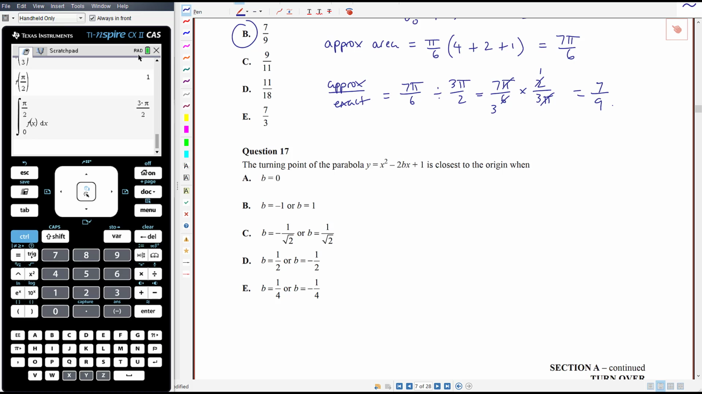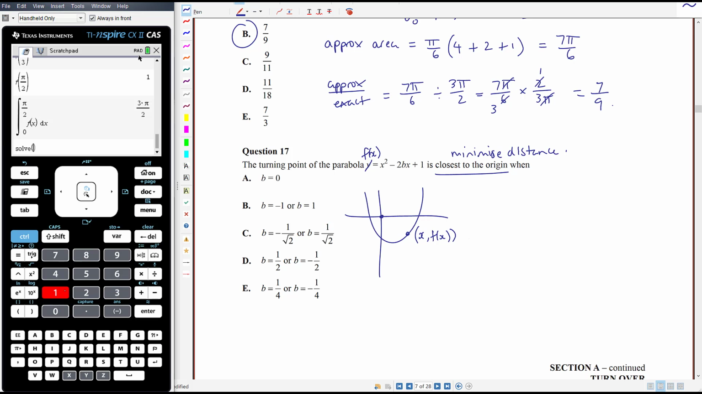The turning point of the parabola y equals x squared minus 2bx plus 1 is closest to the origin when? Okay, so this is about minimizing distance. Minimize the distance between a point on that function and the origin. Okay, so essentially you've got some kind of quadratic, don't know what it is, don't know where it is, you've got the origin, you've got a point on your quadratic which would have coordinates of x, and the x coordinate is x, the y coordinate is x squared minus 2bx plus 1, or we could just call that f of x. I'm going to call this function f of x. It's just going to make my notation a bit easier.